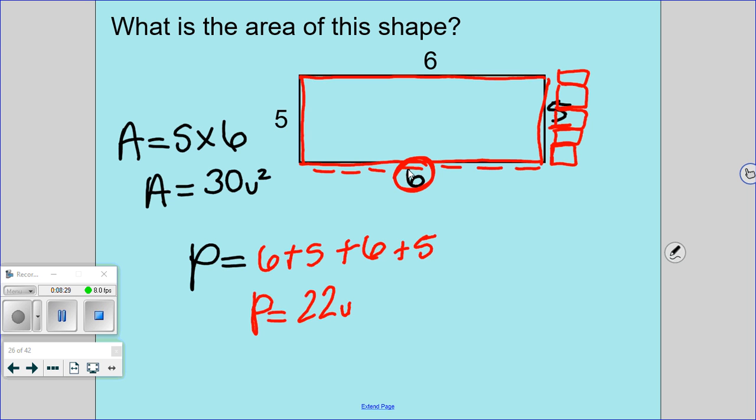Yes, Kate, what's up? So, can you do 5 times 2 and then 6 times 2 since there's 2 6s and 2 5s? Yeah. For this shape, mathematically, yes, that would work. Now, what if you had a perimeter of a hexagon? Do you see what I'm saying? So you just have to be very careful, and you have to make sure that the side lengths are matching.